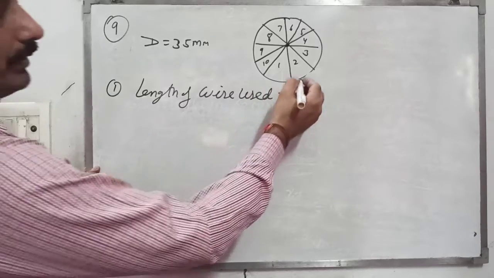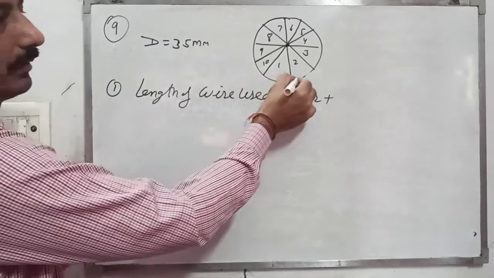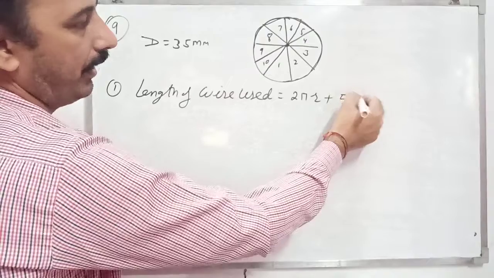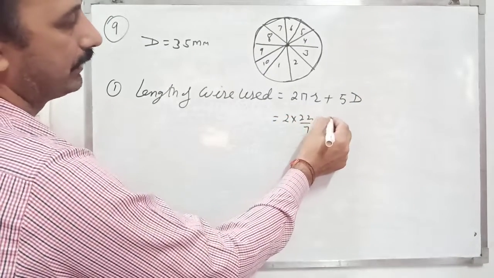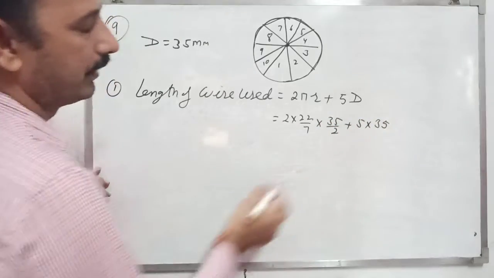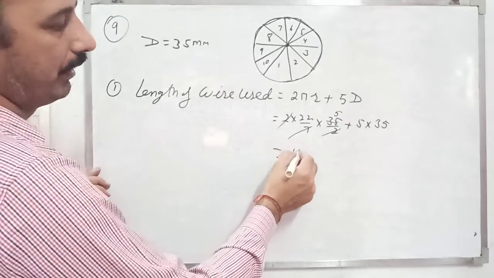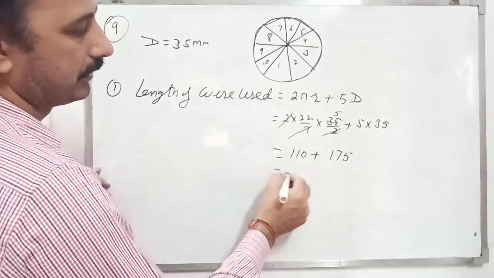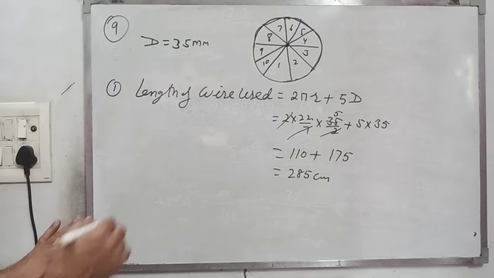So length of wire: first the circumference, that is 2 pi r, plus 5 diameters. So it's 2 into 22 upon 7, r is 35 over 2, plus 5 into 35. So 2 is cancelled with 2, it's 110, plus 175, so it becomes 285 centimeter. That is the length. Now we find the area.